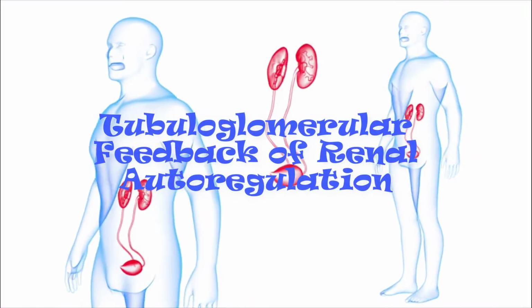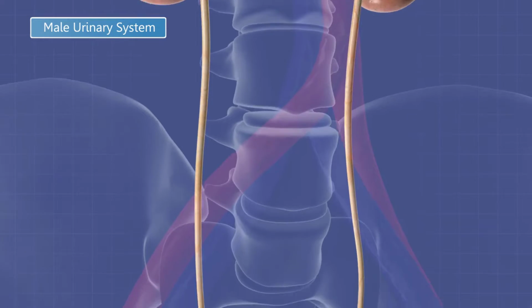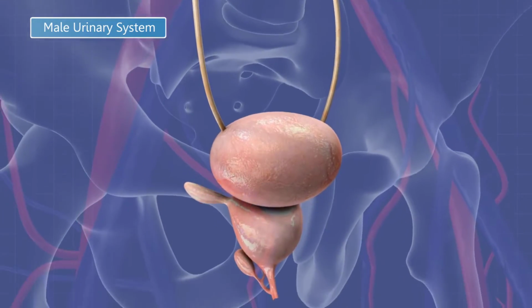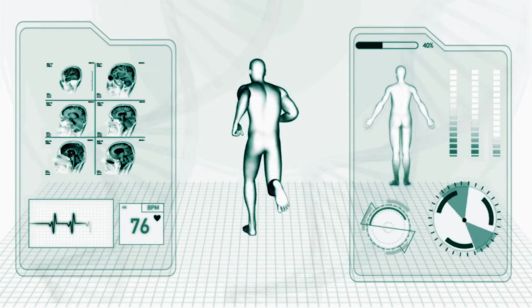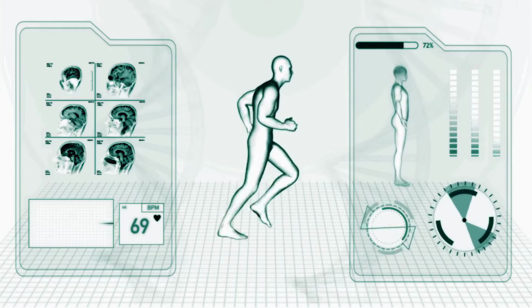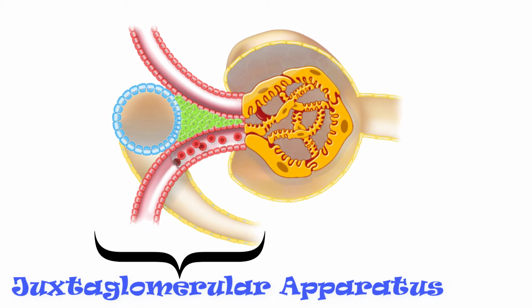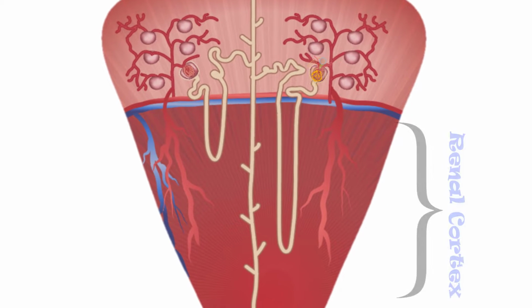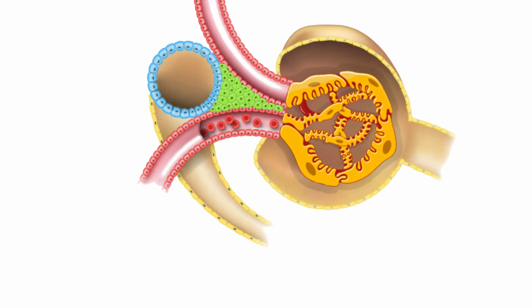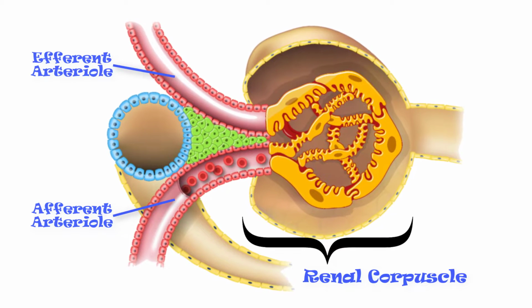The tubuloglomerular feedback of renal autoregulation. This is a mechanism by which the glomerulus receives feedback on the status of the downstream tubular fluid and adjusts filtration to regulate its composition, stabilize nephron performance, and compensate for fluctuations in blood pressure. It involves a structure called the juxtaglomerular apparatus. The juxtaglomerular apparatus is found at the very end of the nephron loop, where it has just re-entered the renal cortex. Here, this loop contacts the afferent and efferent arterioles at the vascular pole of the renal corpuscle.